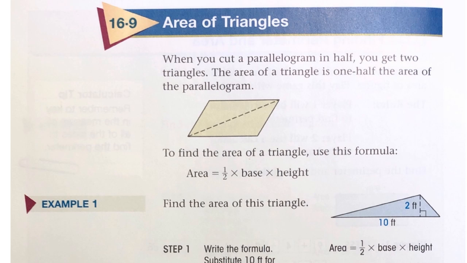Basic Math, Chapter 16, Section 9, Area of Triangles. When you cut a parallelogram in half, you get two triangles. The area of a triangle is 1/2 the area of a parallelogram. To find the area of a triangle, use this formula: half the base times the height.